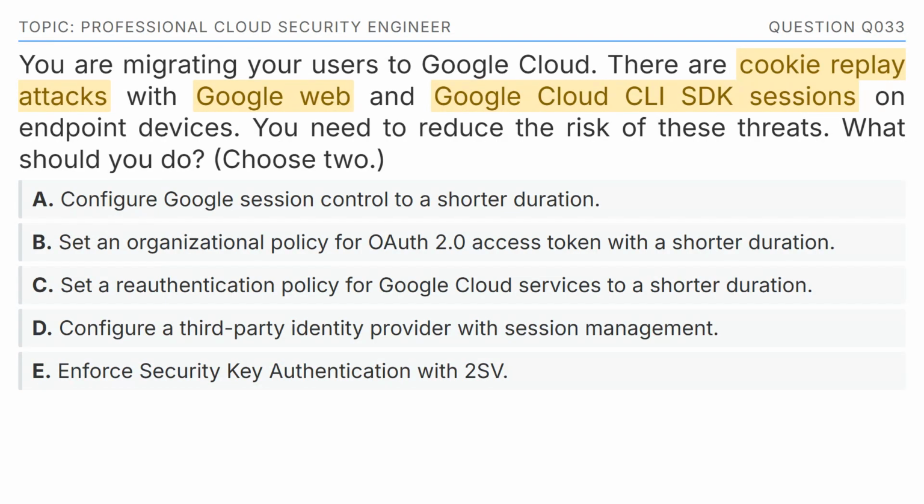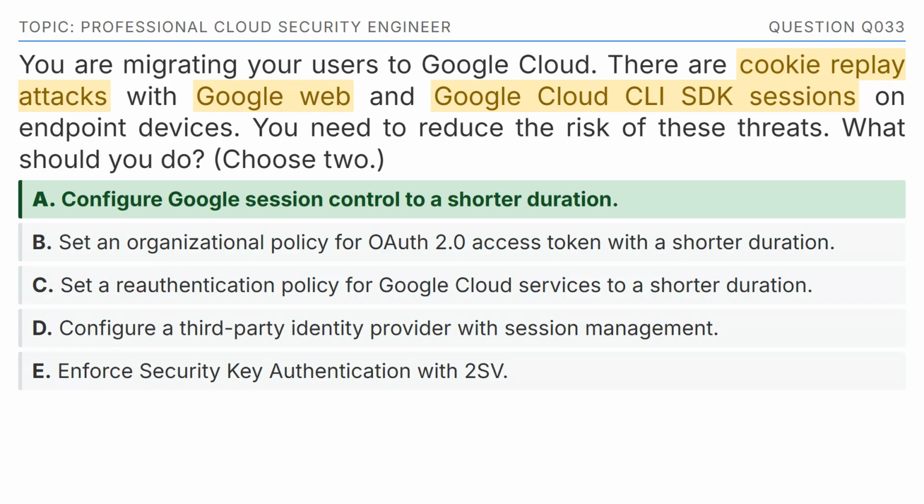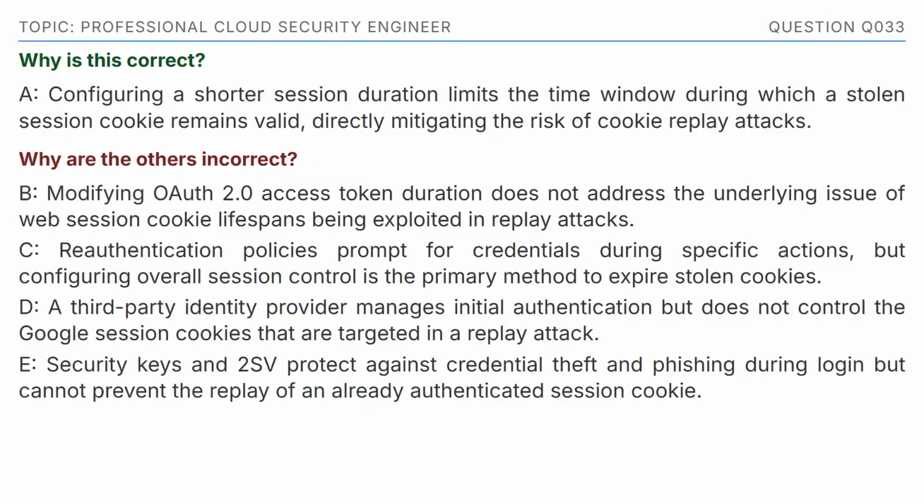To arrive at the correct answer, we focus on the keywords: cookie replay attacks, Google Web, Google Cloud CLI SDK sessions. The correct answer is option A, configure Google Session Control to a shorter duration. Why is this correct? A. Configuring a shorter session duration limits the time window during which a stolen session cookie remains valid, directly mitigating the risk of cookie replay attacks.